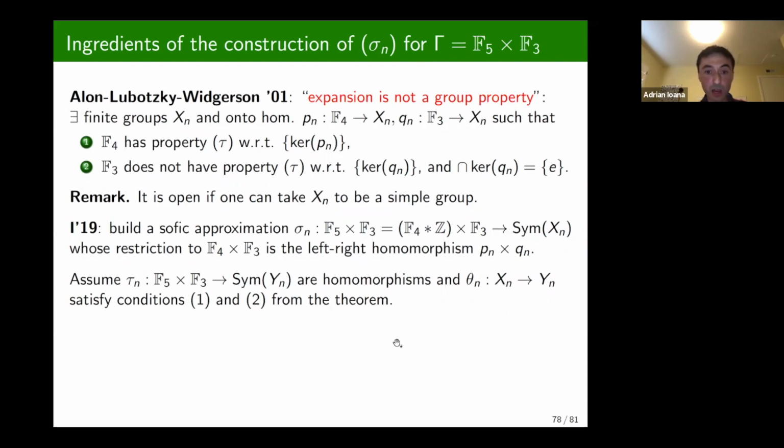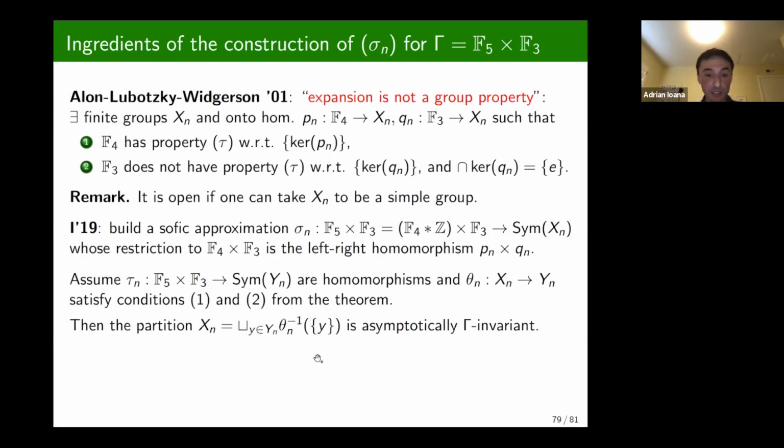Now let's assume that there are some homomorphisms from F5 times F3 on some set Yn, which is a factor of the sigma n. So I have some almost equivariant maps theta n from Xn to Yn, which verify the assumption. Again, you start with the sequence of finite groups Xn. These come equipped with homomorphisms Pn, Qn from F3 and F4, and with them you can use my previous work to build the Sophic approximation of F5 times F3, which when restricted to F4 times F3 is the left-right homomorphism. And now I'm assuming that sigma n factors onto a Sophic approximation by homomorphisms.